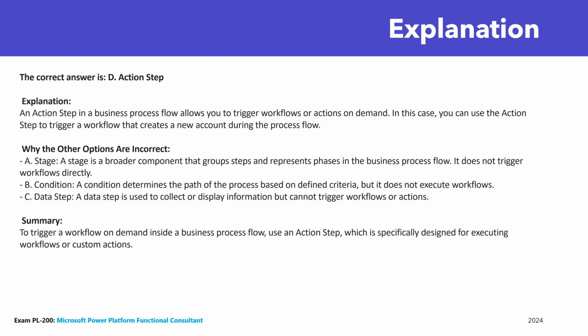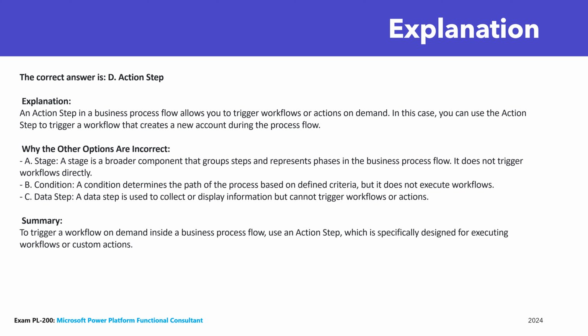The correct answer is D, action step. Explanation: an action step in a business process flow allows you to trigger workflows or actions on demand. In this case, you can use the action step to trigger a workflow that creates a new account during the process flow.